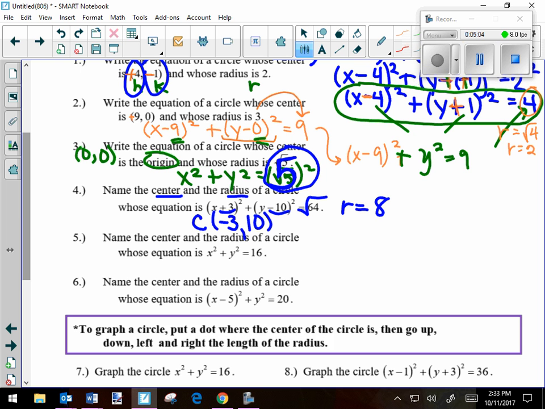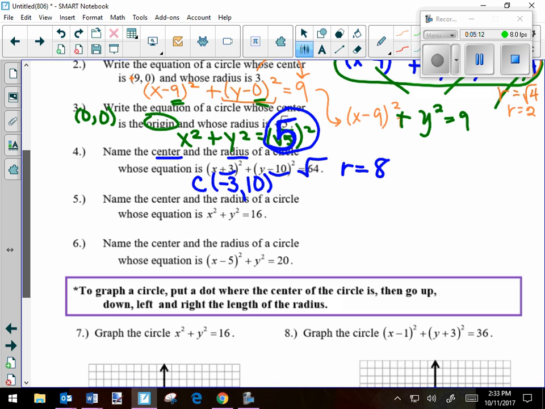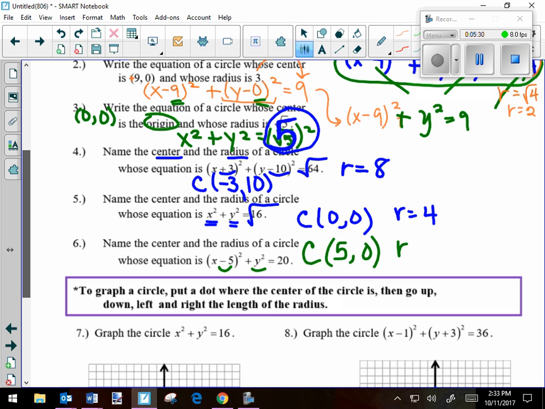If I was going to graph this circle, I would go to the point negative 3, 10, and do a radius of 8. Question 5. If it's just x squared and y squared, your center is 0, 0. In this case, the radius turns out to be 4. The next question, the center will be positive 5, 0. Your radius is the square root of 20, which is radical 4, radical 5, which is 2 radical 5. Do not forget to simplify the radical if you need to.